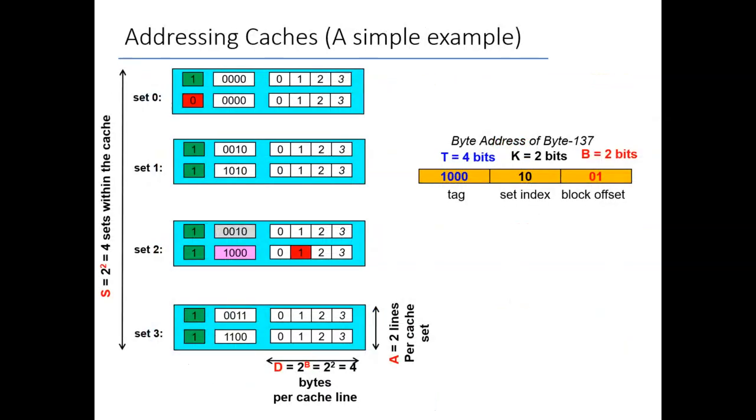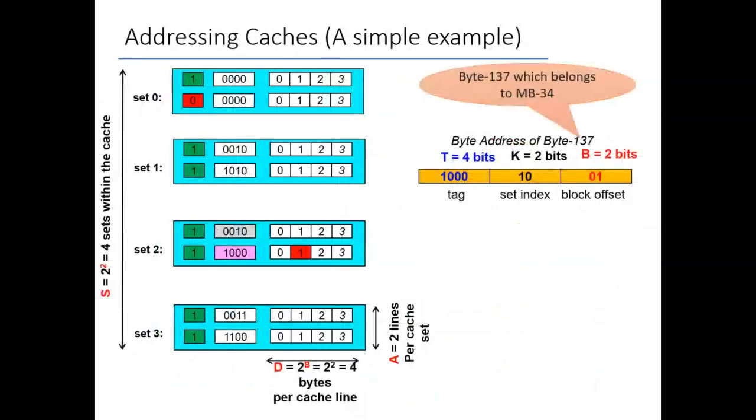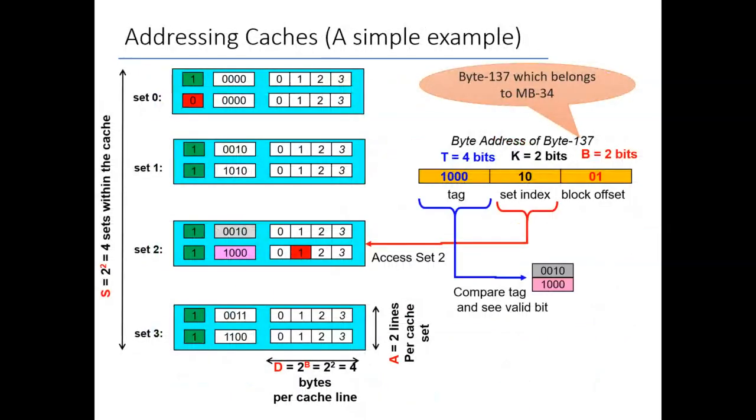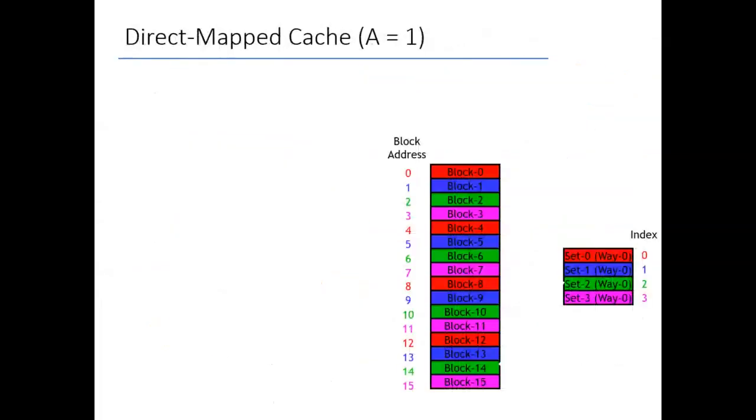Okay. Now, please remember, in the previous case, we said that byte number 137 belongs to block 132. Can you see here? This is the set index. This is the tag field we compare, and it is found in the cache, and we access it. Now, this is the simplest form of a cache, called a direct map cache. In a direct map cache, there is only one cache line.